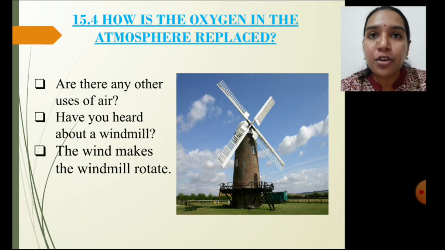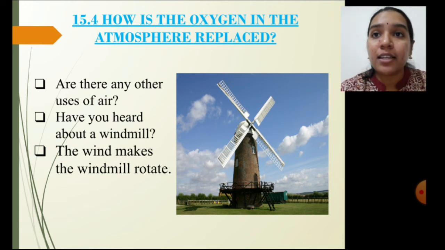Other than the use of air for life on earth for plants and animals, are there any other uses of air? Yes, of course, there are many. Do you know about a windmill? For what purpose it is used? How does it work? A windmill has large fans fixed to it, which rotate with the force of wind.